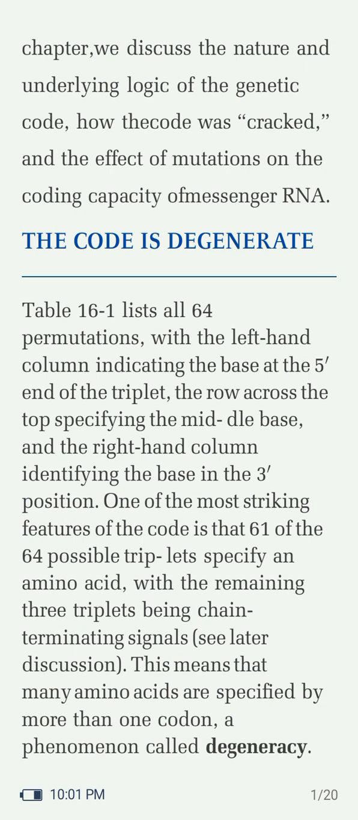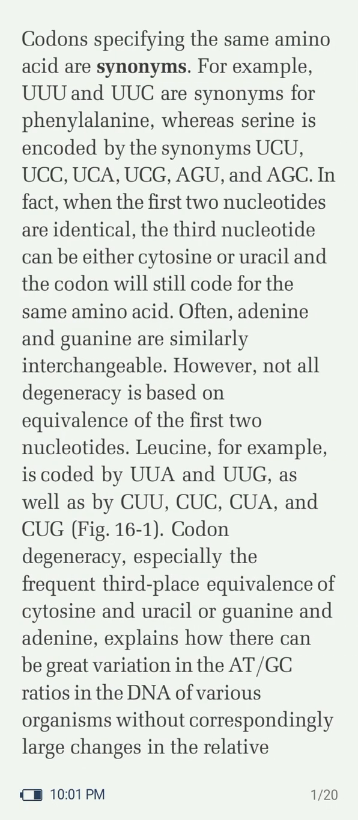The code is degenerate. One of the most striking features of the code is that 61 of the 64 possible triplets specify an amino acid, with the remaining 3 triplets being chain terminating signals. This means that many amino acids are specified by more than one codon, a phenomenon called degeneracy. Codons specifying the same amino acids are synonyms.